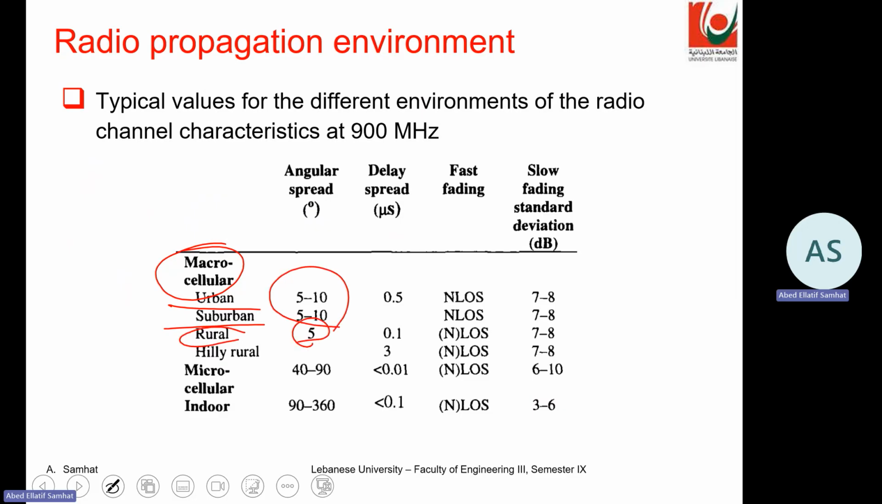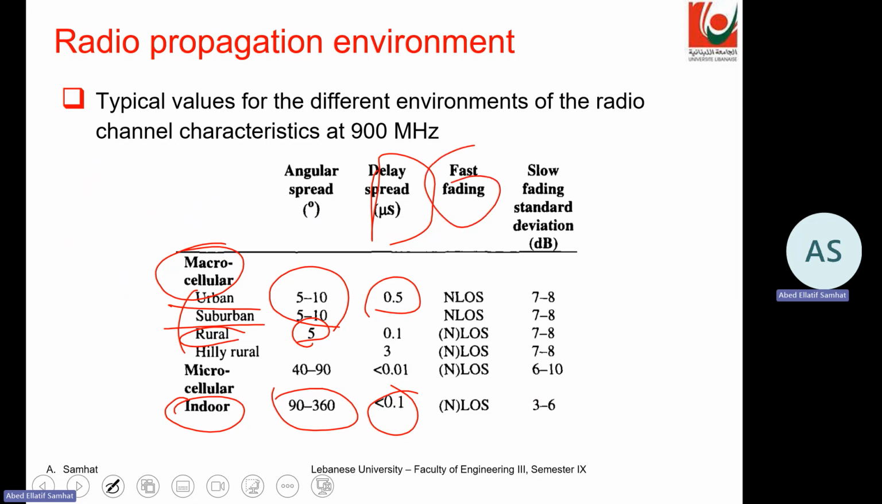For rural, it's around 5. For example, in indoor, it will be up. It will be because we have a lot of reflection and obstacle in indoor, so it's much higher than the urban and in macro cell. For the delay spread in macro cell, urban suburban, it's around 0.5 microsecond, but in indoor it's less than 0.1 because we don't have a lot of, let's say, space or distance.